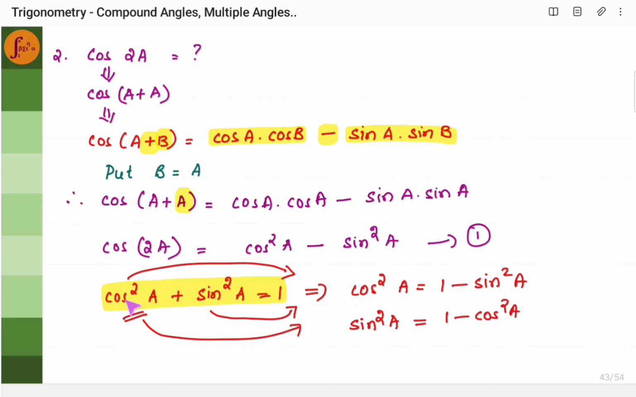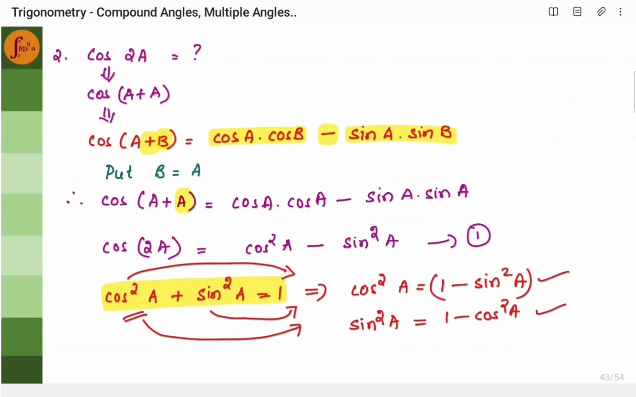When I shift cos square A to the other side, I'll get 1 minus cos square A, and that is nothing but sin square A. So now, using this particular formula, I'll get two other derivations. I can substitute, instead of cos square A, this, and instead of sin square A, I can substitute this.